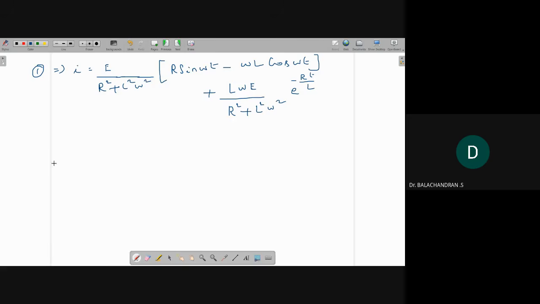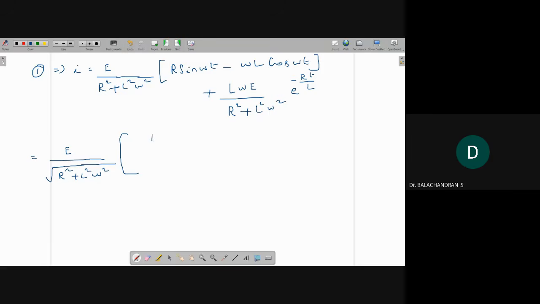Okay, so for this I am going to take E by root of R square plus L square omega square commonly. So you may ask me, even you can take R square plus L square omega square, why am I taking the root? Maybe for the question the answer you will get it within 2 steps.